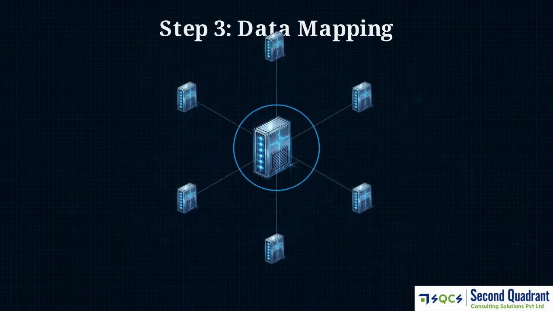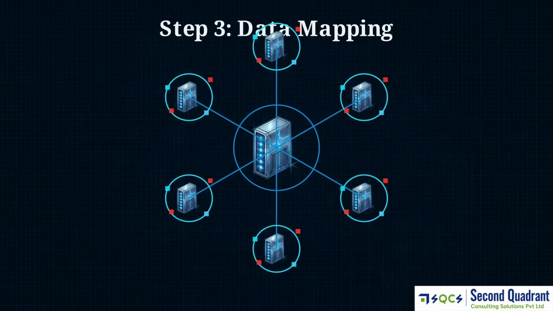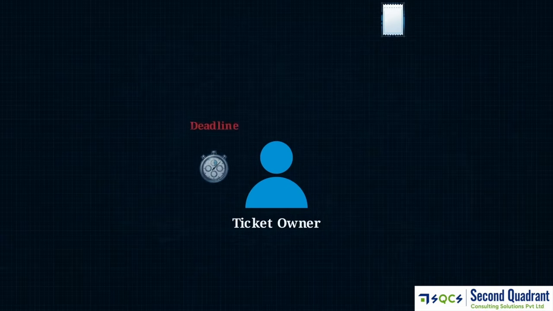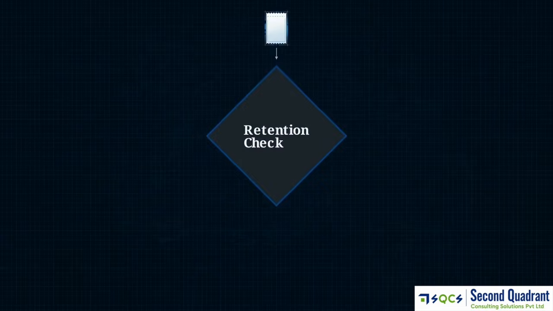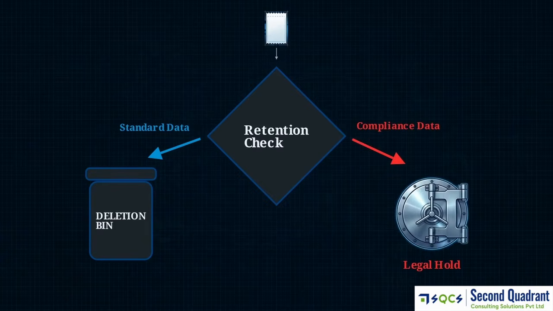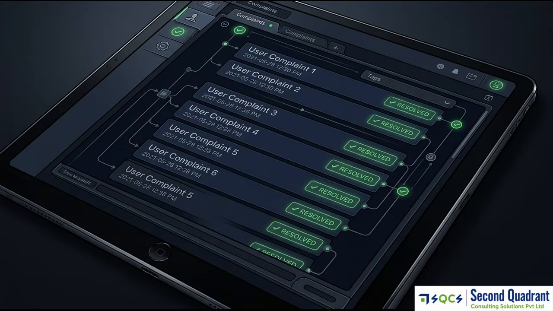As this diagram illustrates, a central server node must be able to identify and highlight scattered data packets housed across multiple connected third-party vendors. You cannot execute a request if you do not know where the data lives. Step 4 defines internal response workflows. Assign clear ticket owners and strict internal deadlines. Step 5 engineers a retention check into the erasure workflow. Standard data routes to a deletion bin, while compliance data automatically diverts into a secure legal hold vault. Step 6 is implementing the final structural requirement, standing up the internal grievance redressal channel and maintaining exhaustive logs of all resolutions.